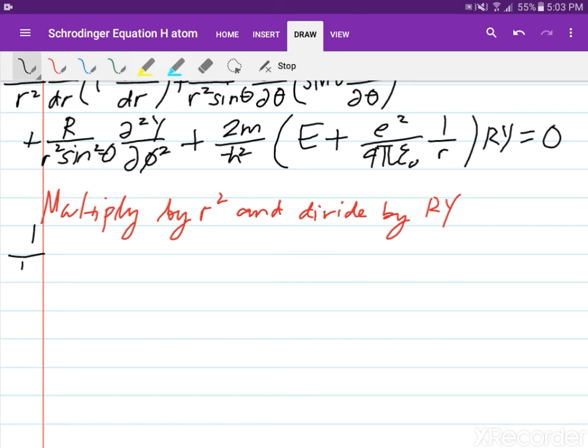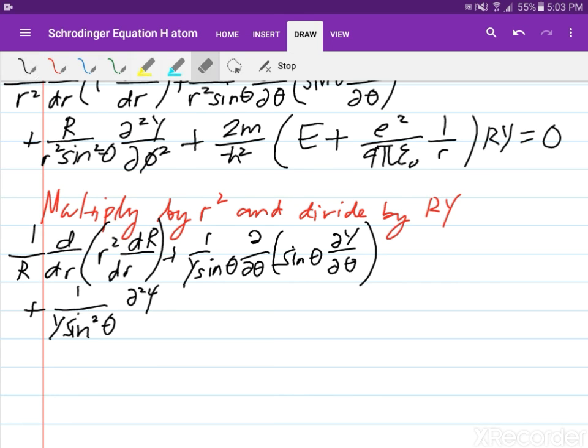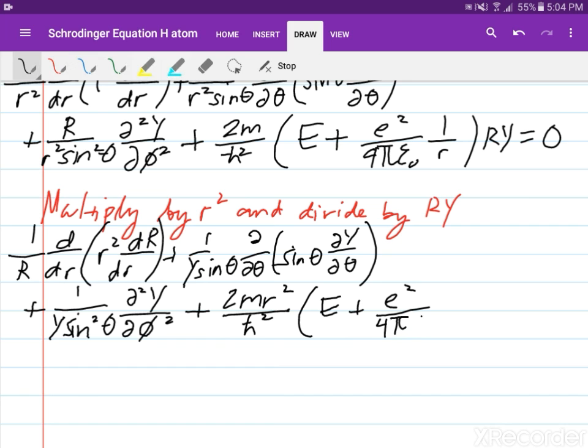So by doing that, we can write this as 1 over R, plus 1 over Y sine theta, plus 1 over Y sine squared theta, sorry, this is Y second derivative, plus 2m r squared over h bar squared times E plus e squared over 4 pi epsilon naught 1 over r, equals 0.